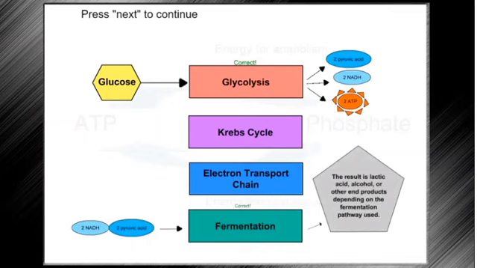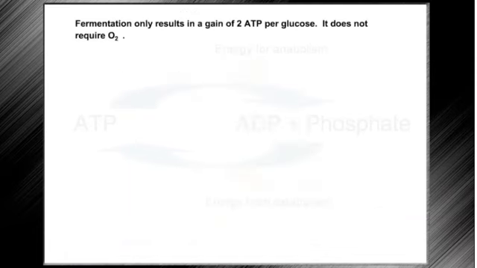The result is lactic acid, alcohol, or other end products depending on the fermentation pathway used. Fermentation only results in a gain of 2 ATP per glucose. It does not require oxygen.